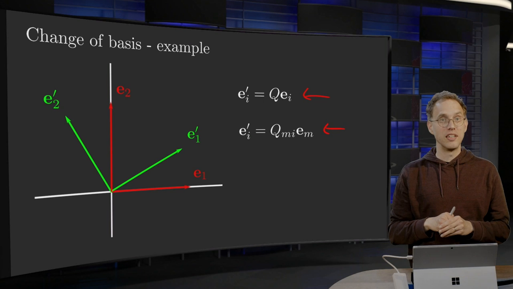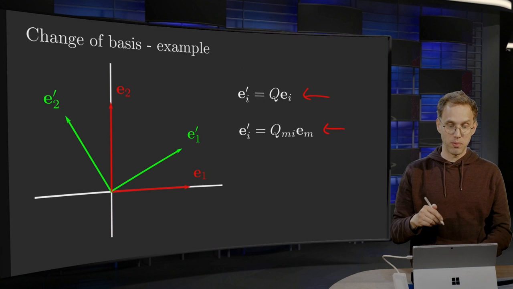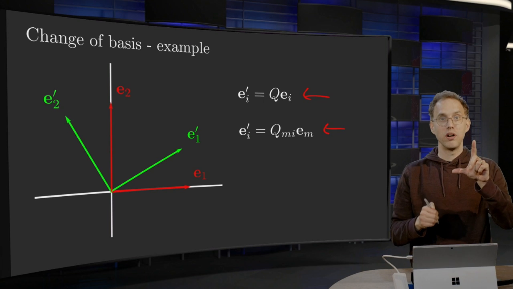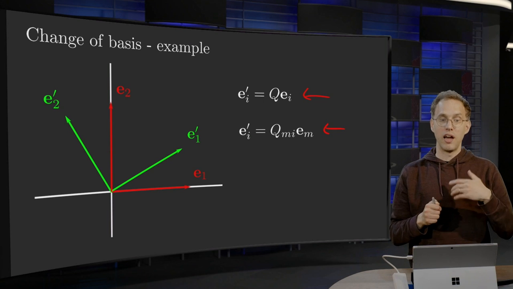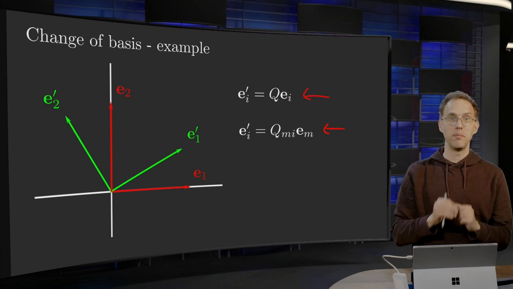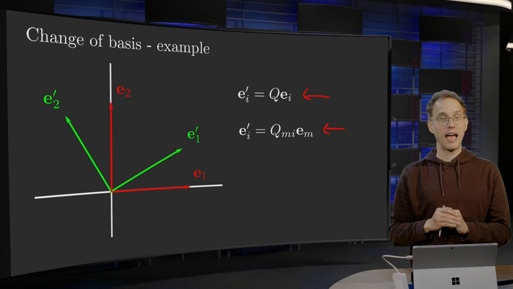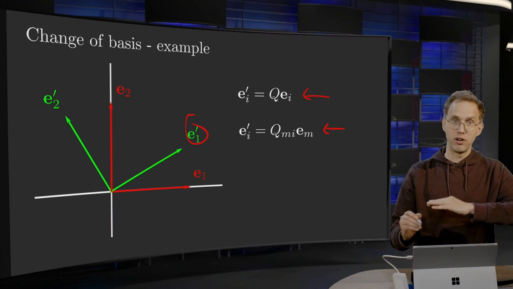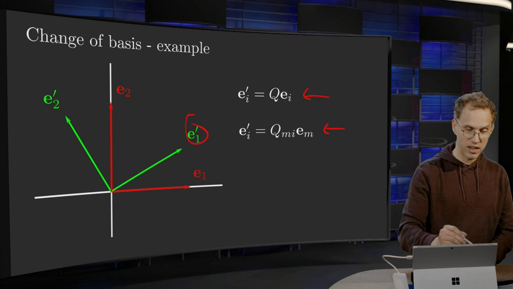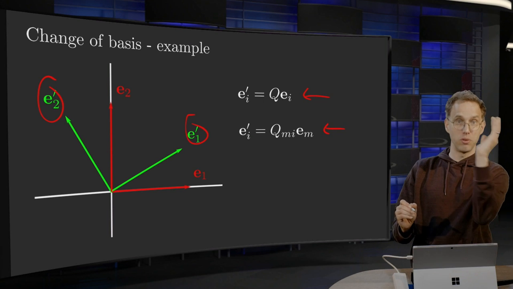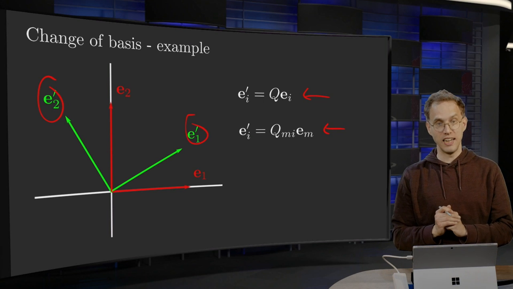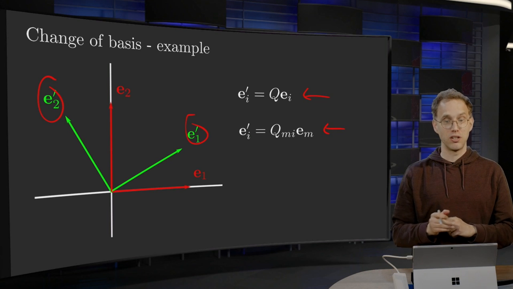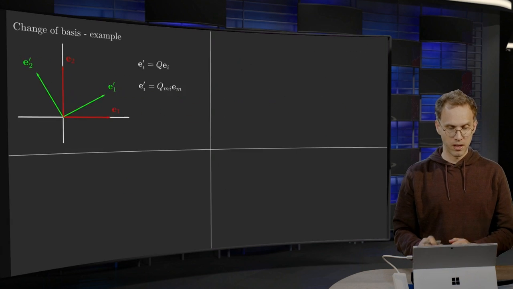So now we take a look at an explicit example. We have our e_1 and e_2, which are just normal basis vectors, and we are going to rotate them, and we will leave e_3 where it is. So here we have e_1' rotated over pi over 6 radians, and e_2' also rotated over pi over 6 radians. So how do we find the matrix of our orthogonal tensor Q?